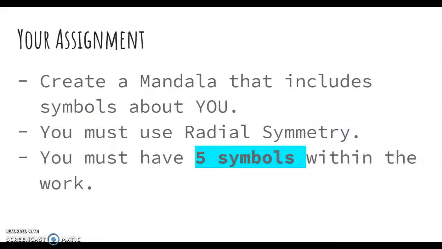Your assignment is to create a mandala that includes symbols about you, not about Tibetan Buddhist monks. There are only 3 things I want you to do. So it has to be about you. You have to use radial symmetry. Okay, so you got to be careful with that. And you have to use 5 symbols in your work.